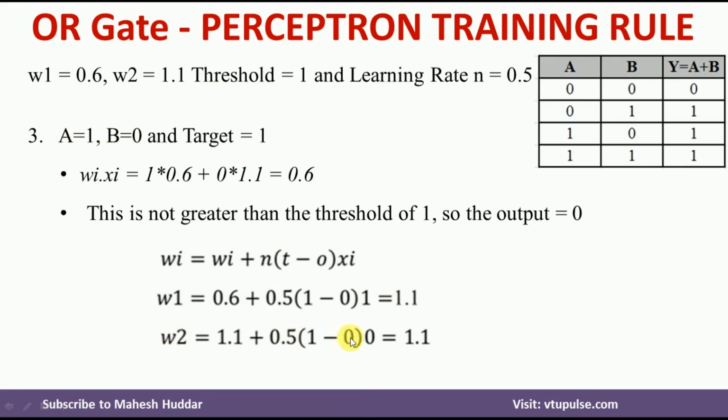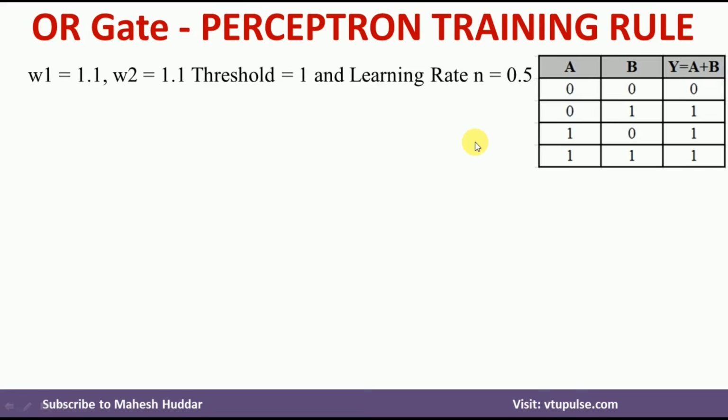Similarly we calculate the second weight, that is W2. W1 is 1.1 and W2 is 1.1. These are the modified weights. Again, we need to start from the first example. We need to check whether these two weights classify these examples correctly or not.